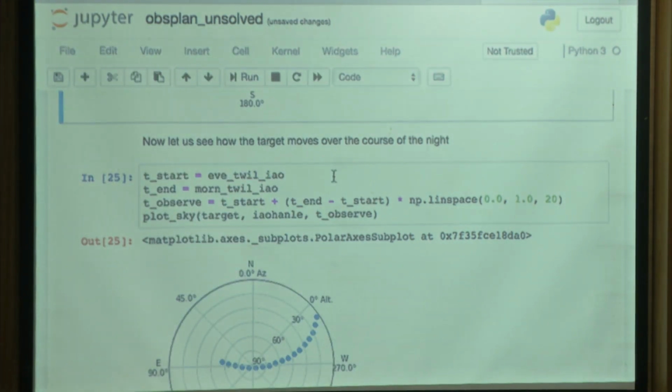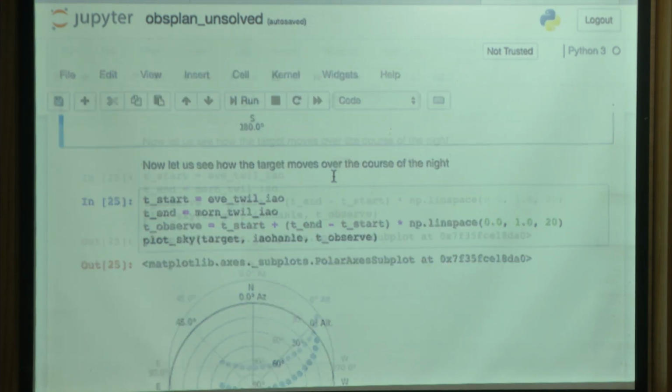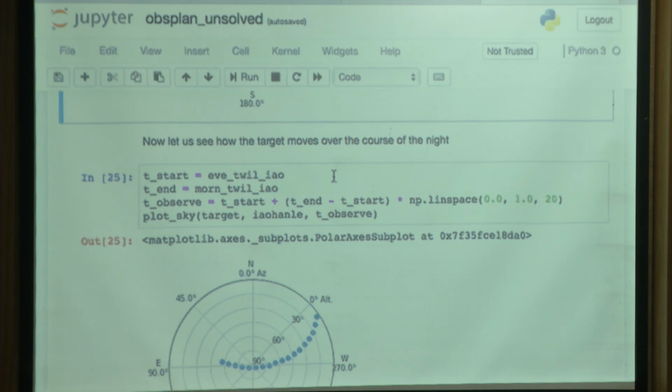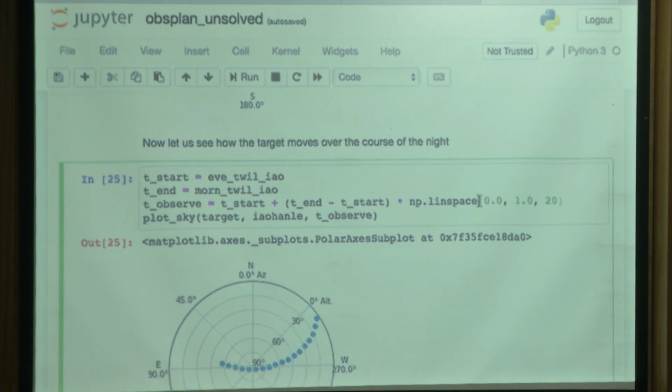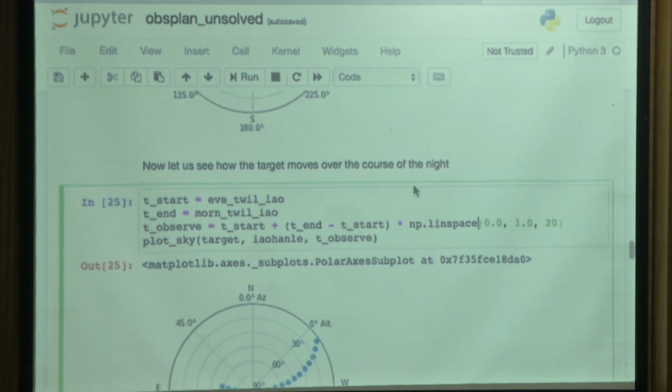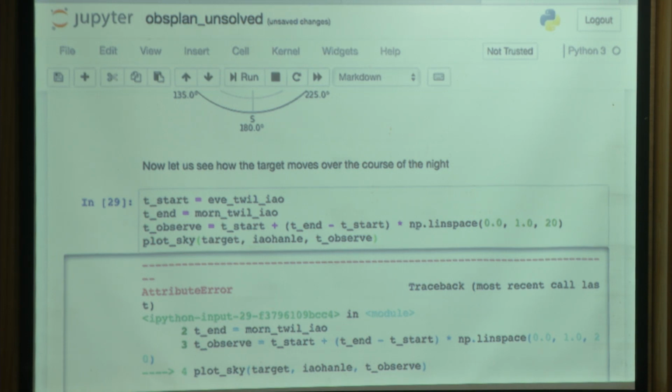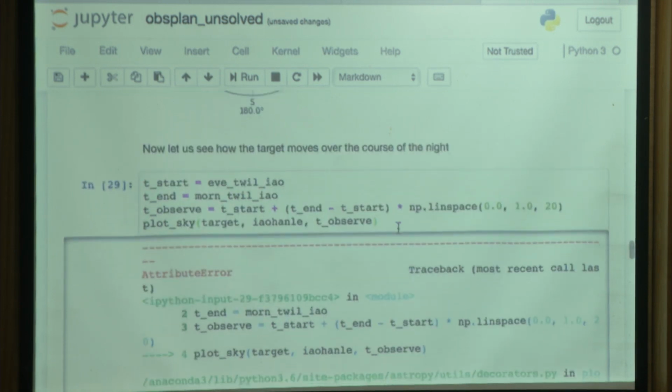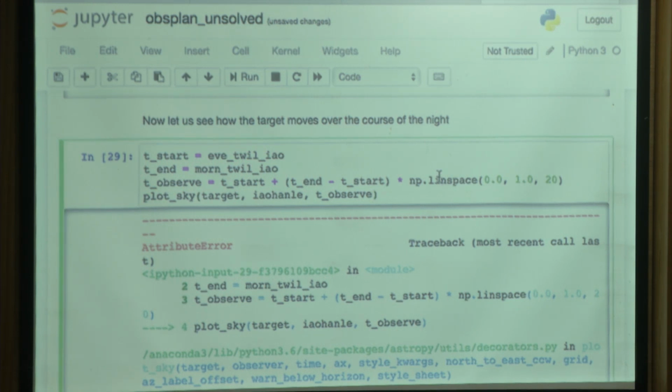Okay, so we define a time grid. So you want to start at approximately astronomical twilight in the evening. So that's our T start, a T end at morning twilight, and then we define a grid of times using the linspace in NumPy. So we have a grid of time now, and we can find the elevations at different times and then make a plot, right? So this is also not going to work then, the other plot.